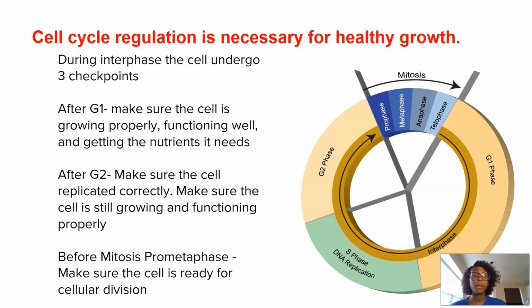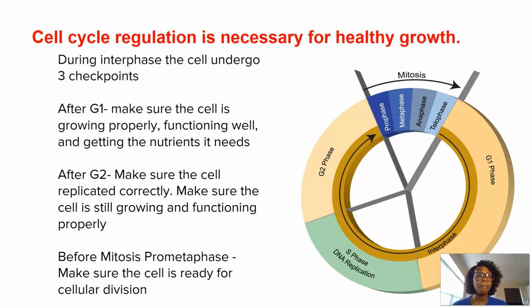Our next checkpoint will be after G2. This is to make sure that our cell replicated correctly, and also to make sure that it has the nutrients it needs and correct growth so it can go through mitosis. And then we have one right before mitosis at pro-metaphase, which is kind of like a pre-metaphase stage, and it makes sure that the cell is ready to divide.